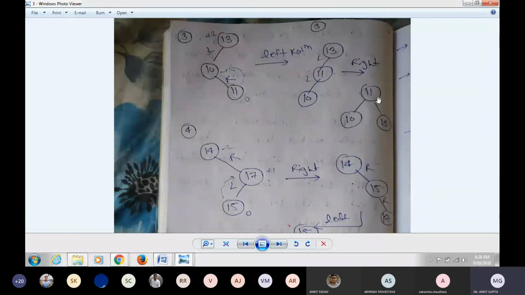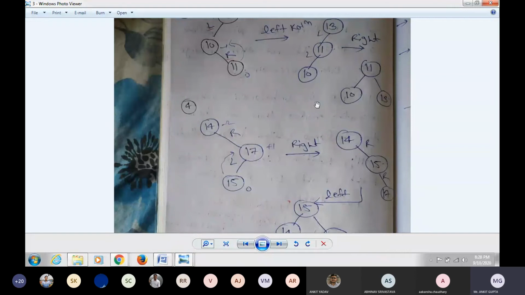You can check that now it is for the property of BST also: 10 less than 11 and 13 greater than 11. It is for the property of BST also and it is balanced also. Okay. In the case number 4, if suppose I will insert 14, no problems. I have to insert 17. 17 will go on the right side of 14. Still no problems because 0 and the minus 1.